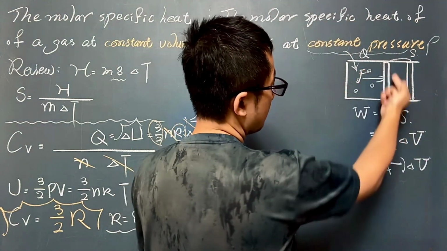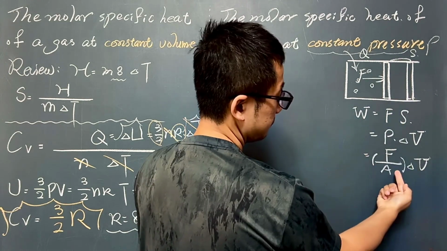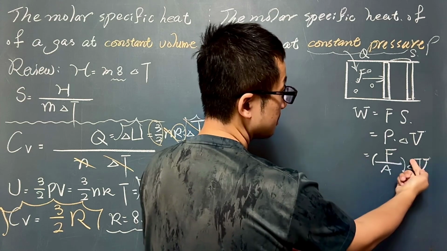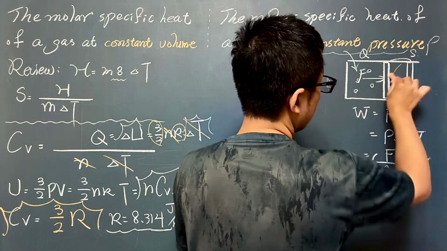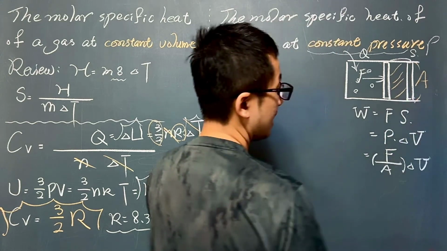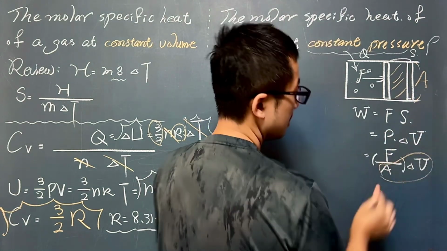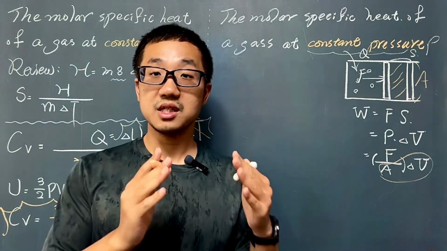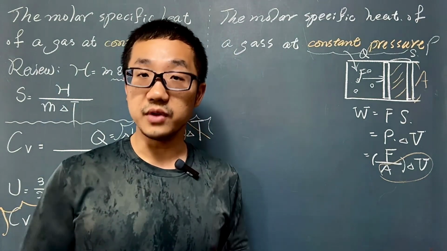But the force divided by the area means the pressure, right? So let's keep the F right here, and the delta V is the change in volume. And the change in volume divided by the area will be the displacement. So Fs and P times the change in volume mean the same idea. They are all work.